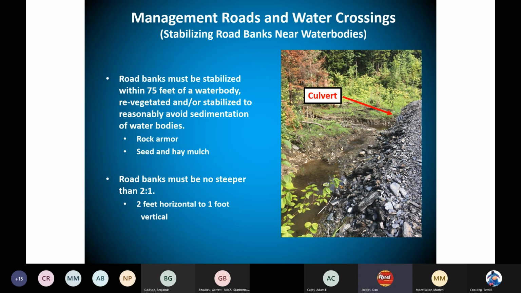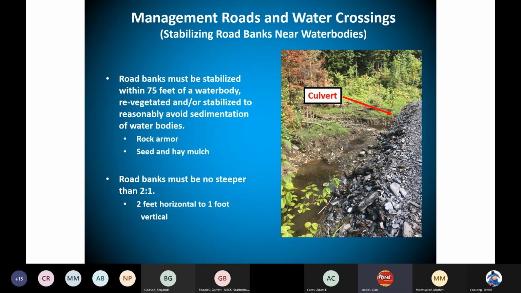You can see a culvert here, a stream right here. So this is a permanent stream crossing. It's actually a terminating ditch, which is a violation. But what I want to talk about is the stability of this road.